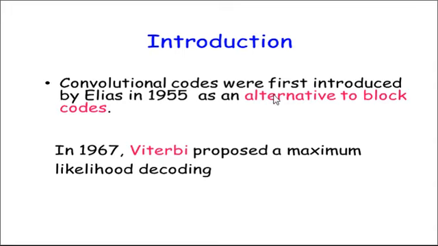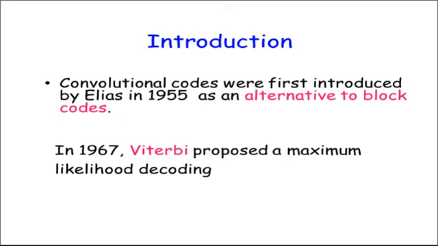This code was first introduced by Elias, and later on it was further modified by Viterbi for the purpose of decoding. That's why it is also called maximum likelihood decoding. So Viterbi provided a good approach for decoding of this convolutional code in 1967.